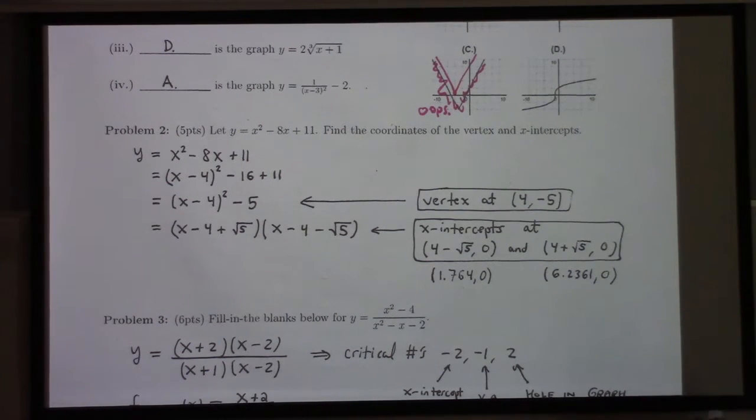Some of you are trying to use the formulas that we derived for the vertex. I'm not saying you couldn't do that. You could, but you've got to use the formulas carefully, right? And some of you have not.